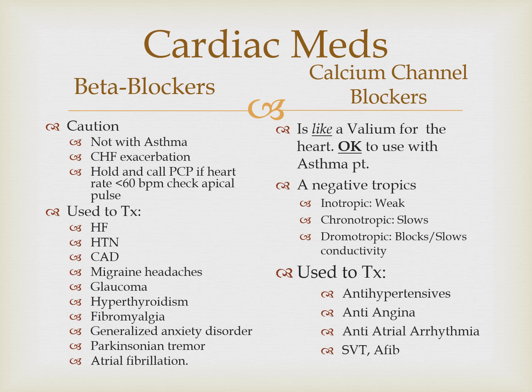This is what you call negative tropics. Remember, there are inotropic, chronotropic and dromotropic, which tells you how it affects the heart. So this is making the heart slow down its conductivity, so the electrical current that goes into it. As it slows down, everyone gets a better signal, and therefore you get a stronger beat, so that you can move the blood through the heart.